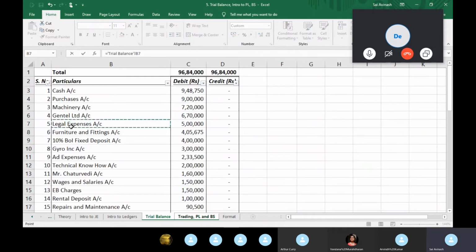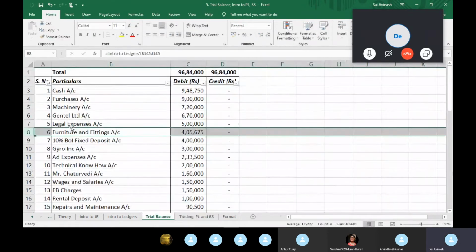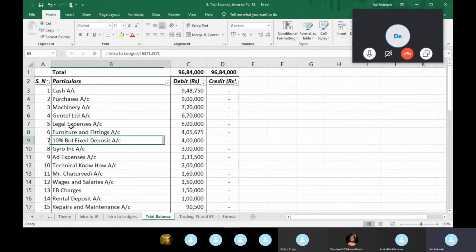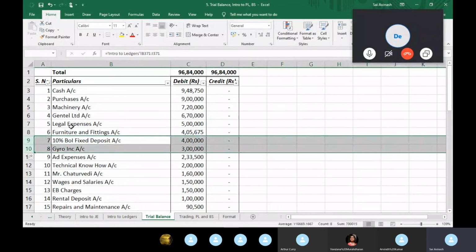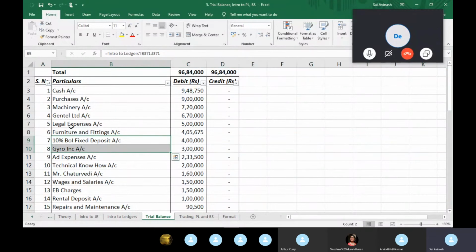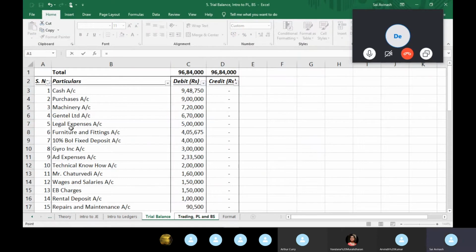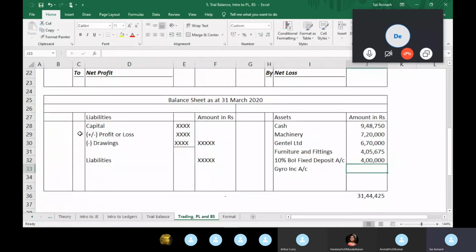So as and when we go to each and every account, try to come along with me and figure out where it goes. So if you look at both of these, they are assets, right? So go ahead and record them in your balance sheet. So fixed deposit is an asset. My customer, right? Again, asset.